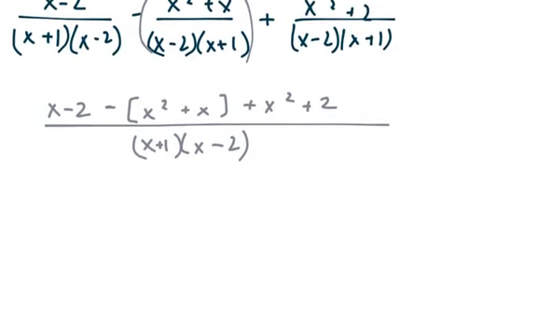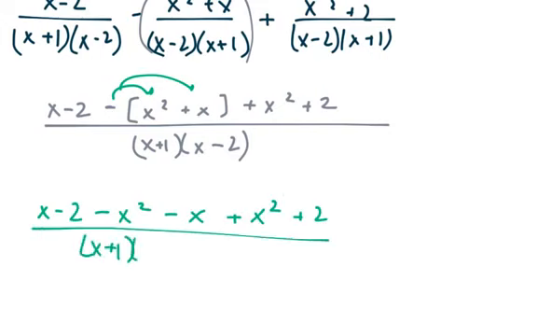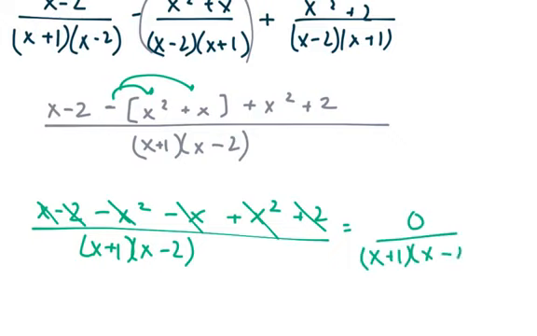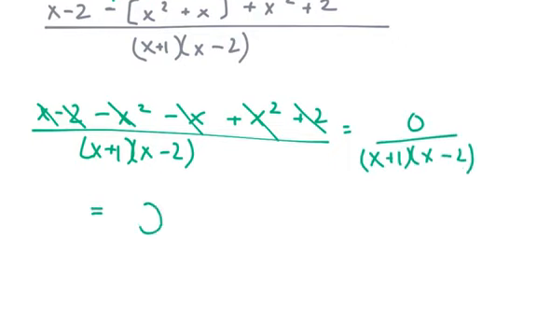So we're going to need to distribute this negative in and then combine like terms. So we'll have x minus 2 minus x squared minus x squared plus 2 all over x plus 1 times x minus 2. Well, let's see. 2 minus 2 cancels, negative x squared plus x squared cancels, and x minus x cancels. So we're actually left with 0 over x plus 1 times x minus 2, and that's just going to give us 0, because 0 divided by anything is 0.